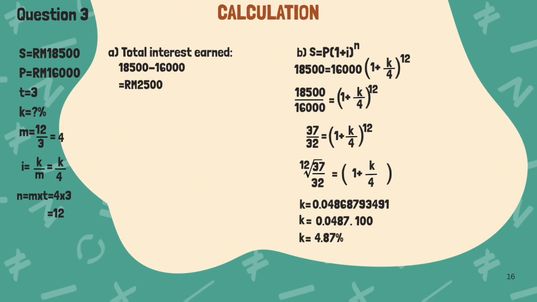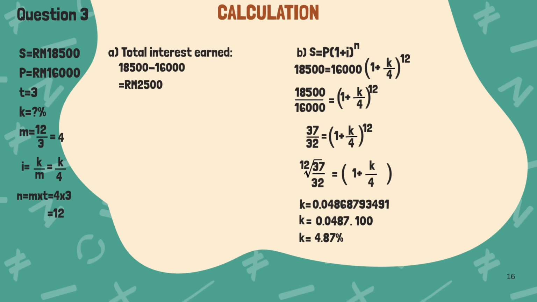We know the future value is 18,500, the principal P is 16,000, and the time period is 3 years. The interest is compounded quarterly, so M is 4. First, let's find the total interest earned. So, 18,500 minus 16,000 equals 2,500 ringgit.